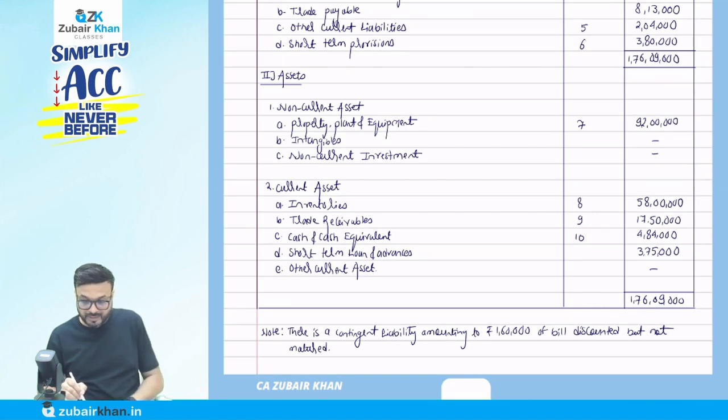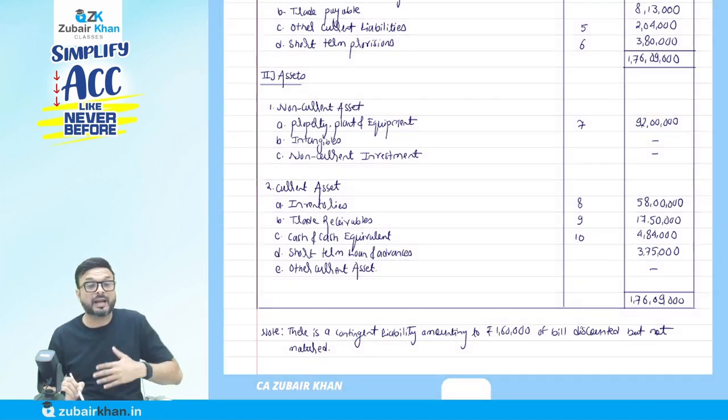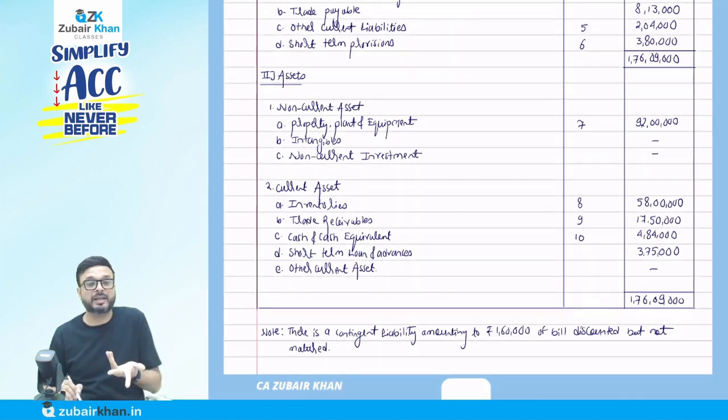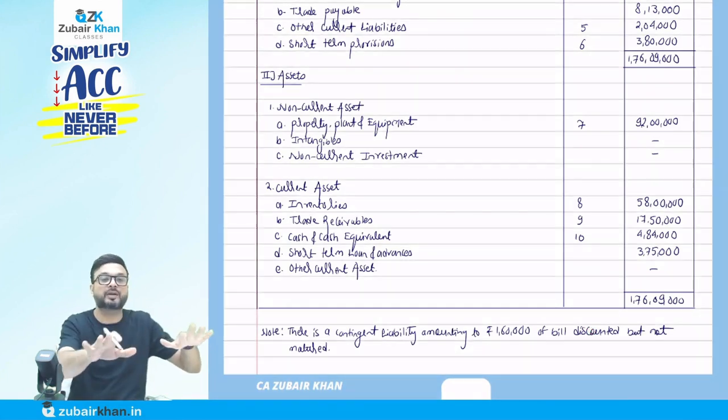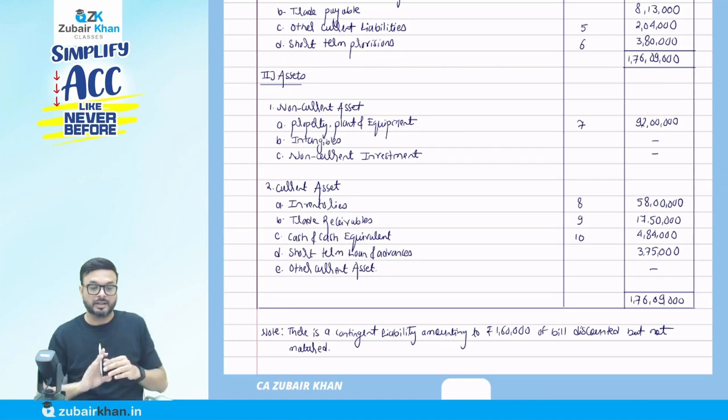So there is a contingent liability. There is a contingent, chances are low, but I might be liable if the party fails to pay. How much? 1,60,000 of bill discounted. Bill discounted is the amount that I have encashed with the bank, but it has not yet matured, as 15th of June has not yet come. So we just have to mention it here in the notes to accounts. You can mention it below the balance sheet.